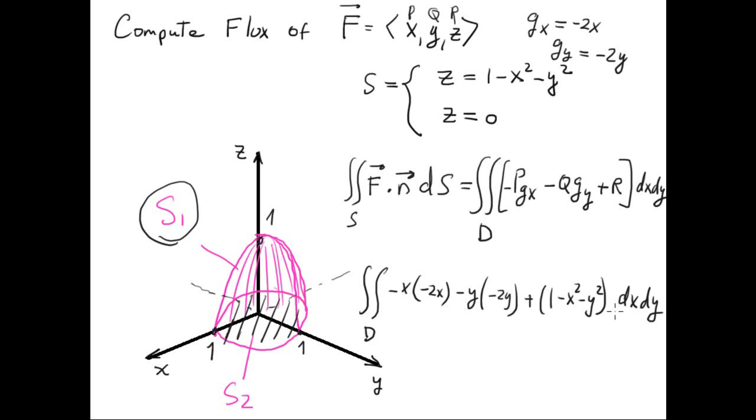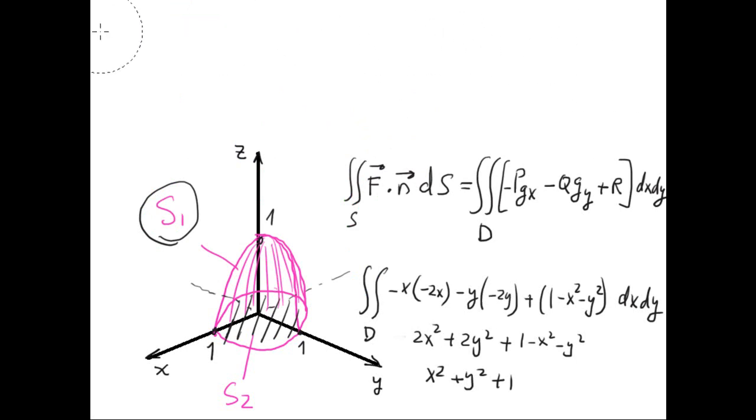Okay. Let's see the algebra here. It's minus 2x squared minus 2y squared plus, sorry, this is positive. Double negative is positive, double negative is positive. This is positive. Plus 1 minus x squared minus y squared. And when you combine like terms, this is x squared plus y squared plus 1. That's the expression itself.